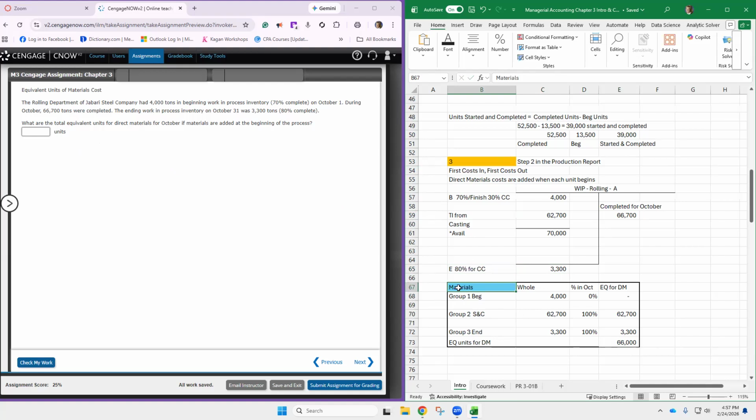So group one is, we've got 4,000 units sitting there. We don't need to add any more for direct materials because they're all there. So group one does not have a number that produces equivalent units. But our started and completed, which is right here, let me put this, started and completed.